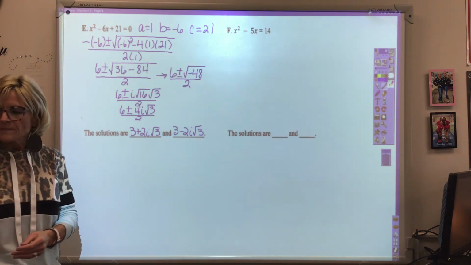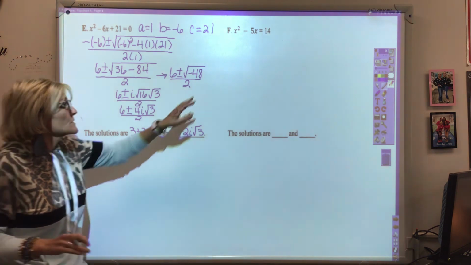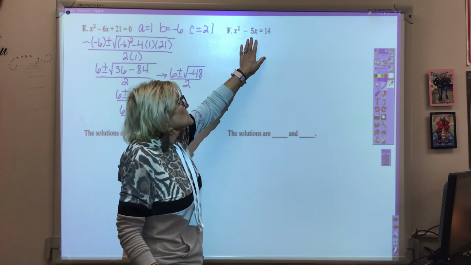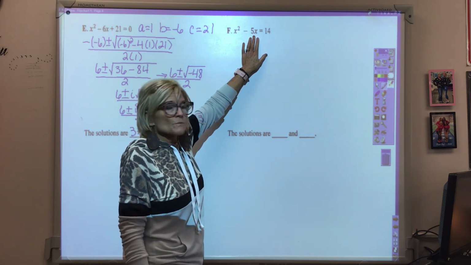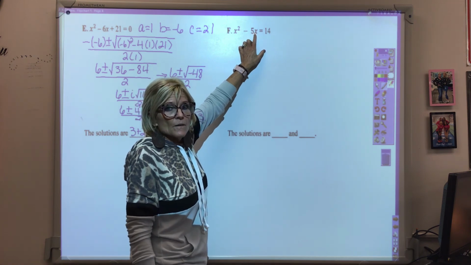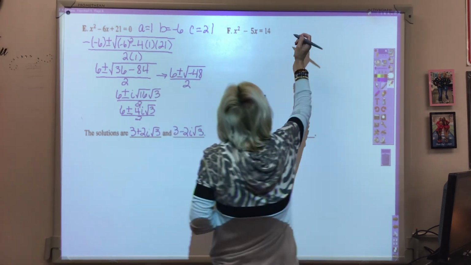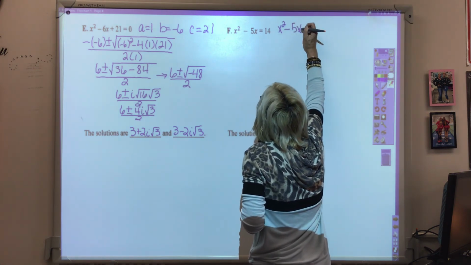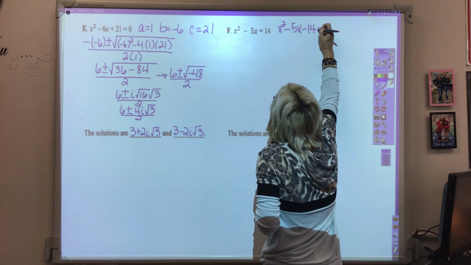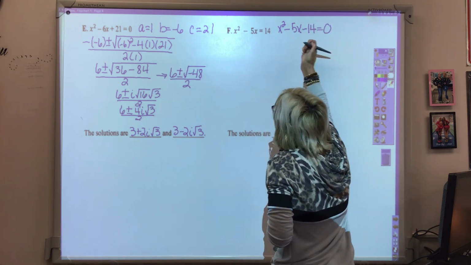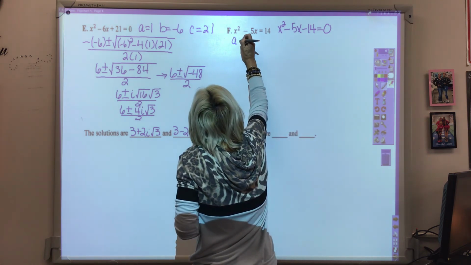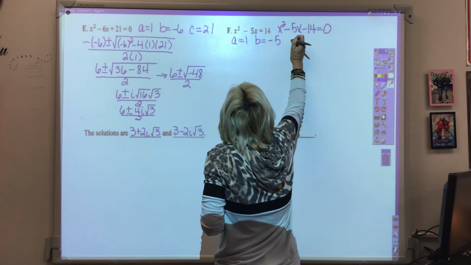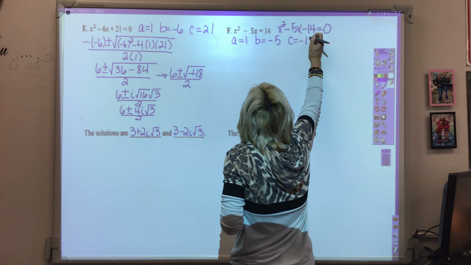Okay, and on the last one, I want you to call to your attention that it's not set equal to 0 first. So our first step is going to be to rewrite this set equal to 0. That means we would have a minus 14 on the left side. So our equation should be x squared minus 5x minus 14 equals 0. Now we can write our A, B, and C. A is 1, B is negative 5, and C is negative 14.